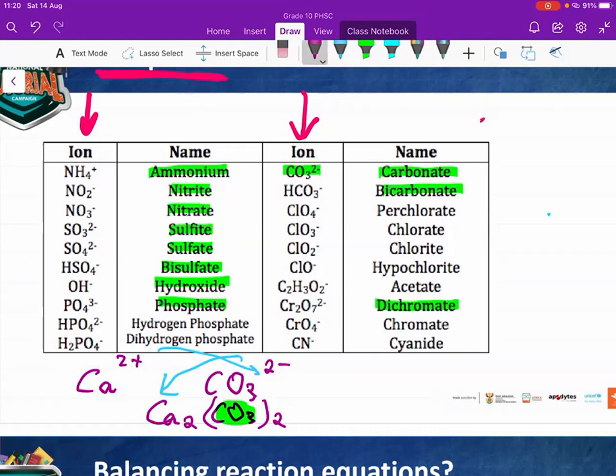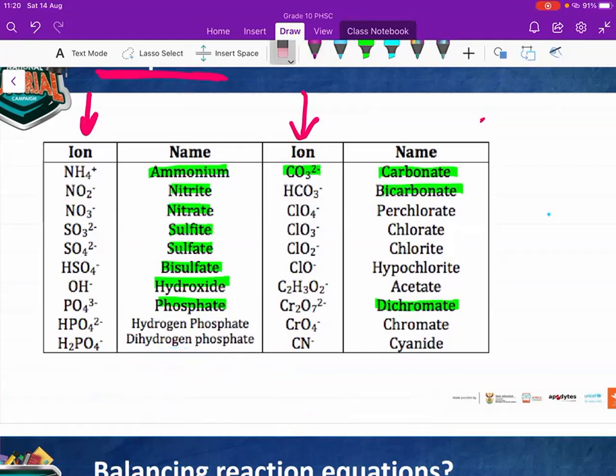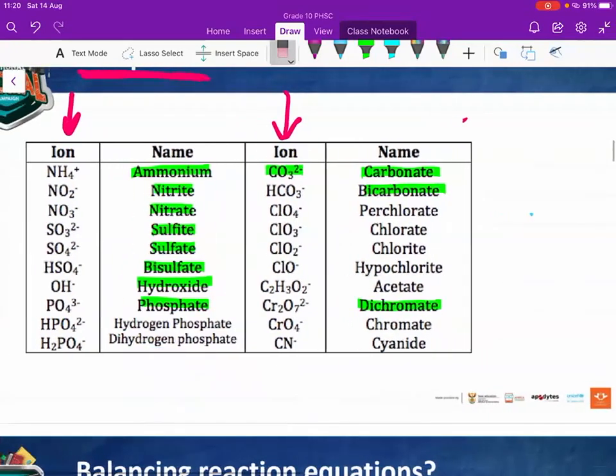So we will write that as CaCO3, because for every 2 calciums, we need 2 carbonates. And if we simplify that ratio, 2 to 2 is the same as 1 to 1. But let's just do one more little example that might be a little bit more complicated to see if you can understand it.